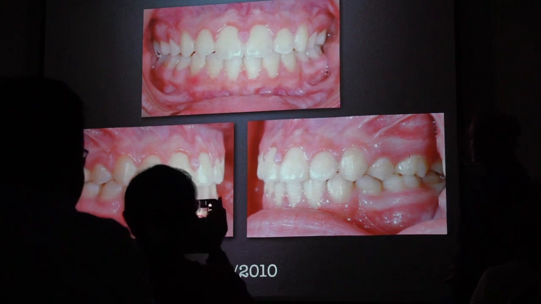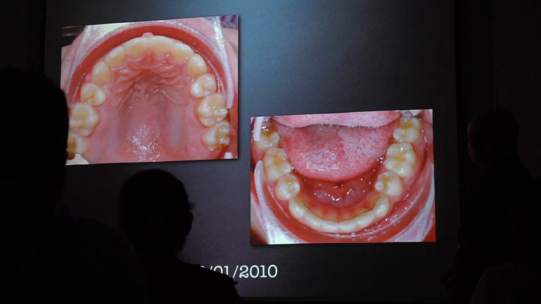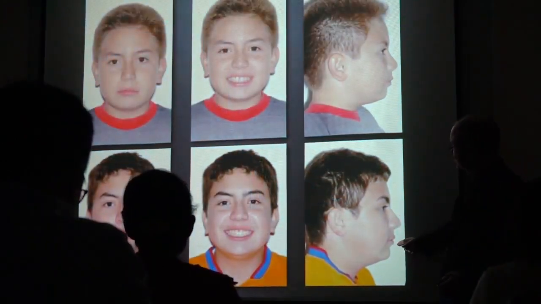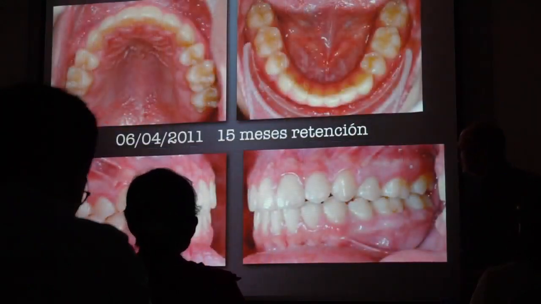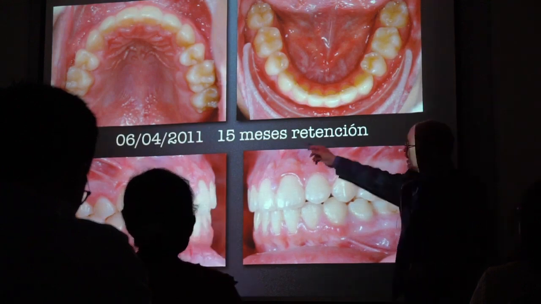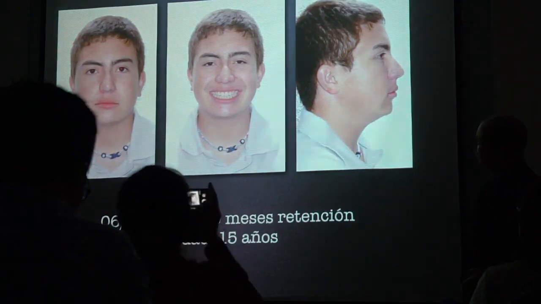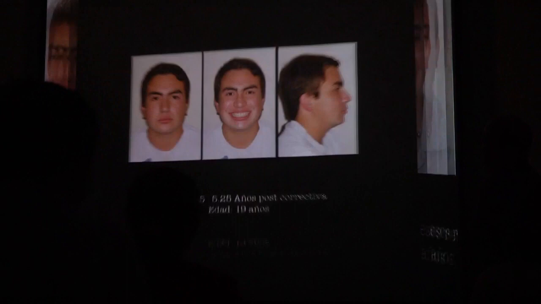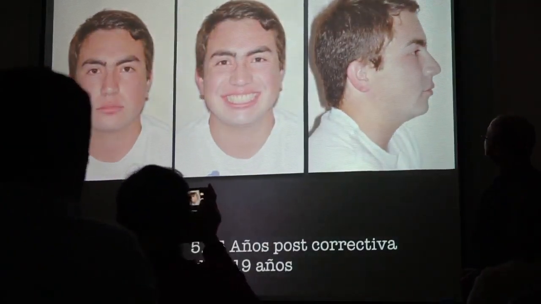So this is very nice to do. I like it so much. So now we have the total change here. This is 15 months after. Now it's growing. And now this is 5 years after.